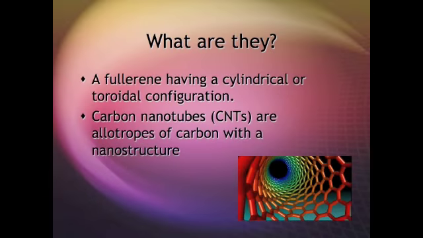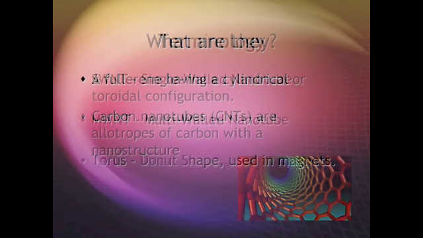The dictionary definition of a carbon nanotube is a fullerene having a cylindrical or toroidal configuration. A fullerene is a group of carbon molecules. Carbon nanotubes are also defined as allotropes of carbon with a nanostructure. Another example of an allotrope is diamond.